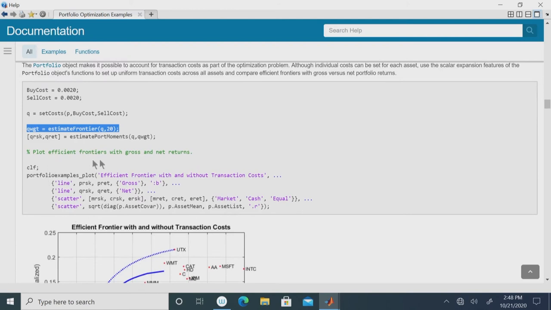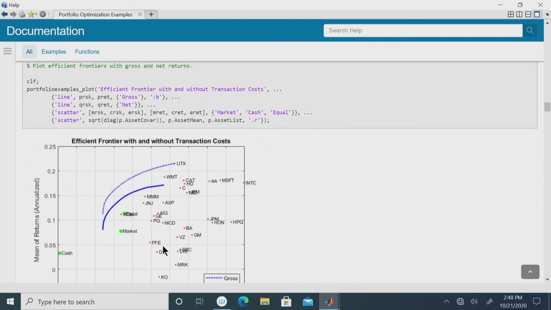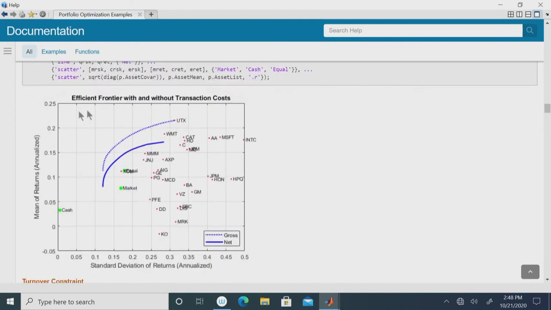So, again we now look at the plot. Here we have the efficient frontier without the transaction cost. Observe carefully: everything is pretty much the same as before. You have all these individual assets, market and cash, and this equal portfolio. And as I said, earlier we had looked at the gross efficient frontier, which is the dotted line, and this bold line that you have here is the net efficient frontier. So, this is one constraint that had to be included.